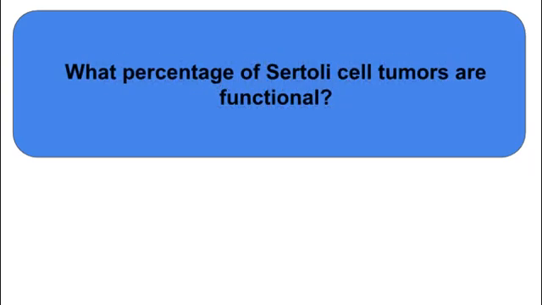What percentage of Sertoli cell tumors are functional? Sertoli cell tumors are functional in approximately 40 to 60% of cases. Most cases are due to estrogen excess, but some can be due to androgen excess. Rare cases may show a combination of androgen and estrogen excess. Sertoli cell tumors are commonly unilateral and are yellow on gross inspection.